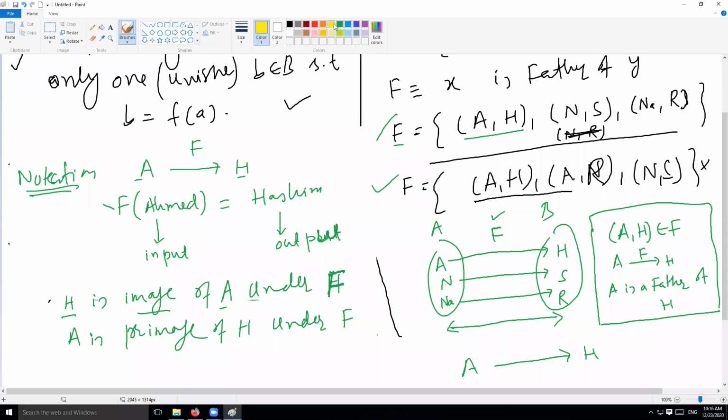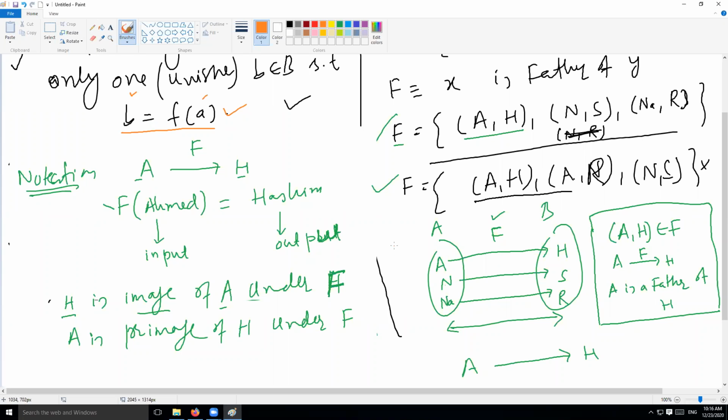So for example, in this relationship, in this description, what would be image and what would be the pre-image? Sir, A is pre-image and B is image. So A is pre-image of what? You should say A is a pre-image of B. A is pre-image of B, and B is the image of A.